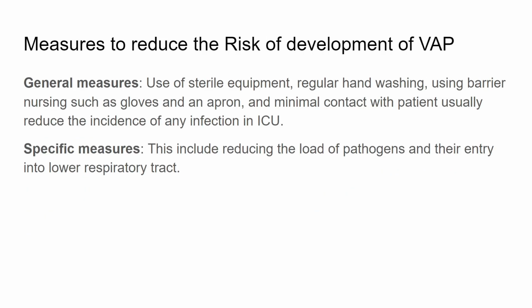Measures to reduce the risk of development of VAP include general measures. General measures which include use of sterile equipment, regular hand washing, using barrier nursing such as gloves and apron, and minimal contact with patient reduce the incidence of VAP in ICU.